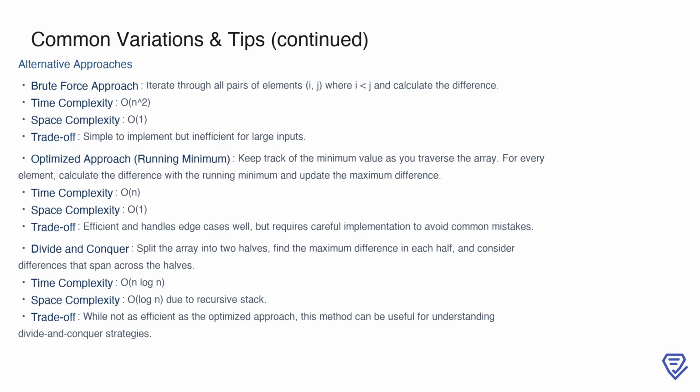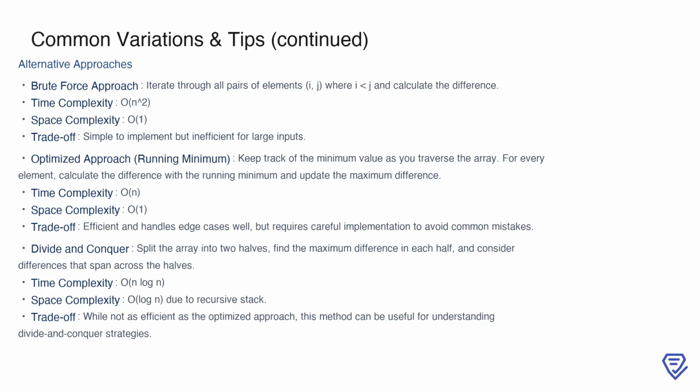There are several approaches to solving this problem, each with its own trade-offs. The brute force approach involves iterating through all pairs of elements where the second index comes after the first, calculating the difference for each pair. While this method is straightforward, it has a time complexity of n squared, making it inefficient for large arrays.